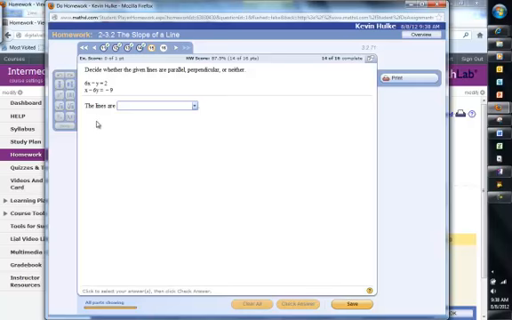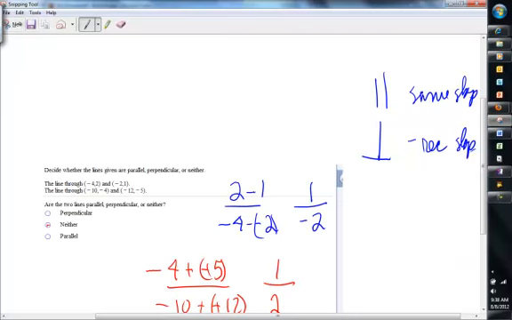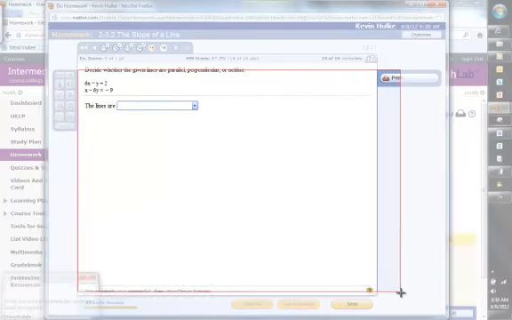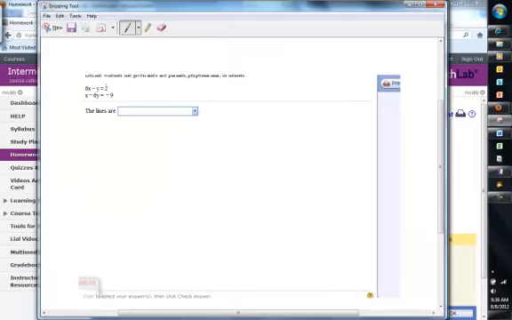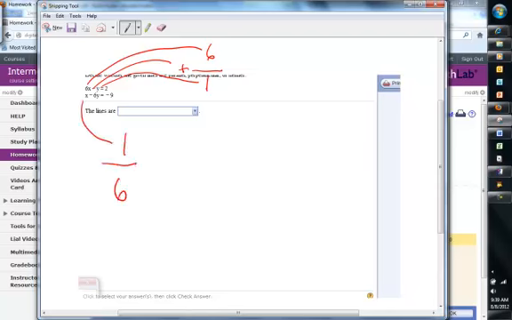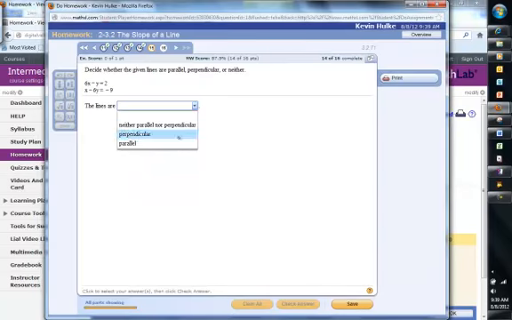Okay, here's another one. I kind of like doing these better than the other kind, than points, because you can get the slope right here. 6 on top, 1 on the bottom, change the sign to positive. For the next one, 1 on the top, 6 on the bottom, change the sign. So they are reciprocals, but they aren't negative reciprocals, so we would say neither.